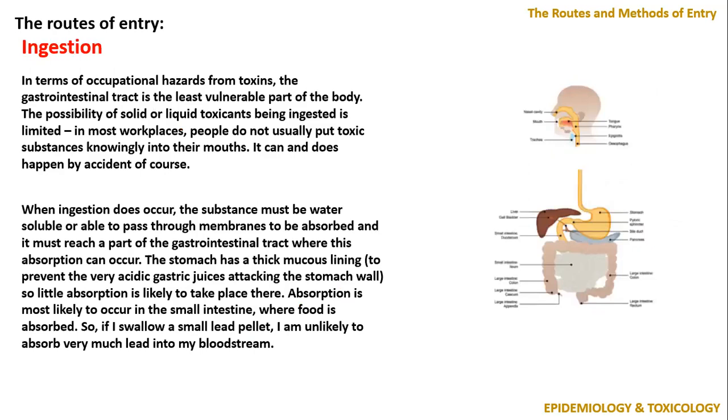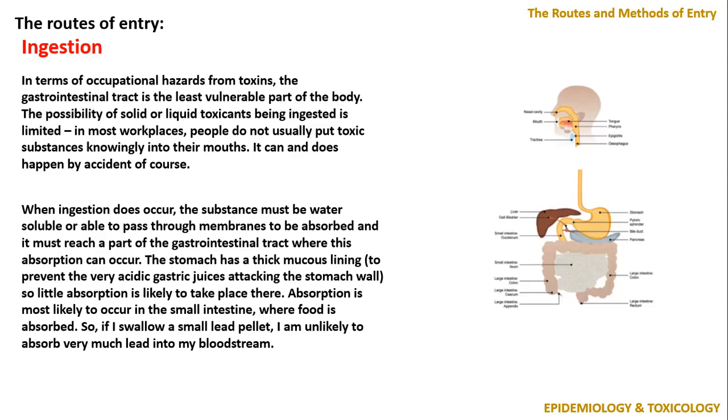So now the next route of entry is ingestion. In terms of occupational hazard from toxins, the gastrointestinal tract is the least vulnerable part of the body. The possibility of solid or liquid toxicants being ingested is limited. In most workplaces, people do not usually put toxic substances knowingly into their mouth. It can and does happen by accident.